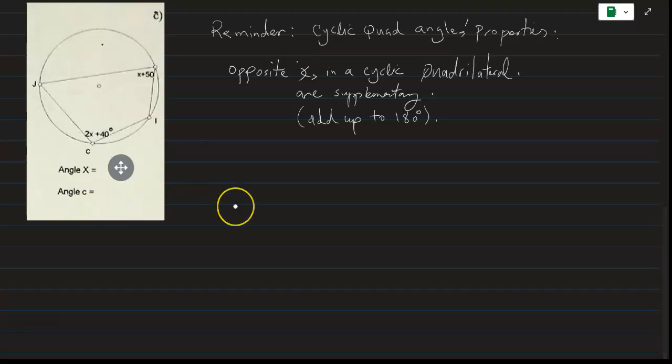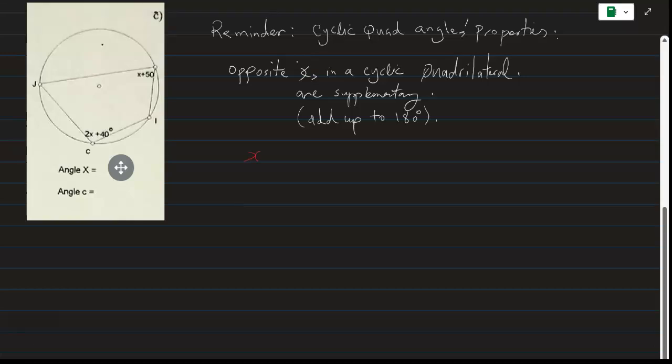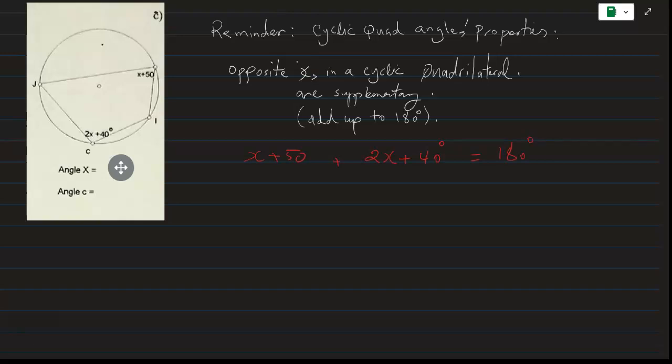First thing we're going to do, we're going to write up what we do know, and that is we know that x plus 50 plus 2x plus 40 degrees must add up to 180 degrees. Now, x is a degree, whatever that degree is. We don't know what that is, but we have to solve that.